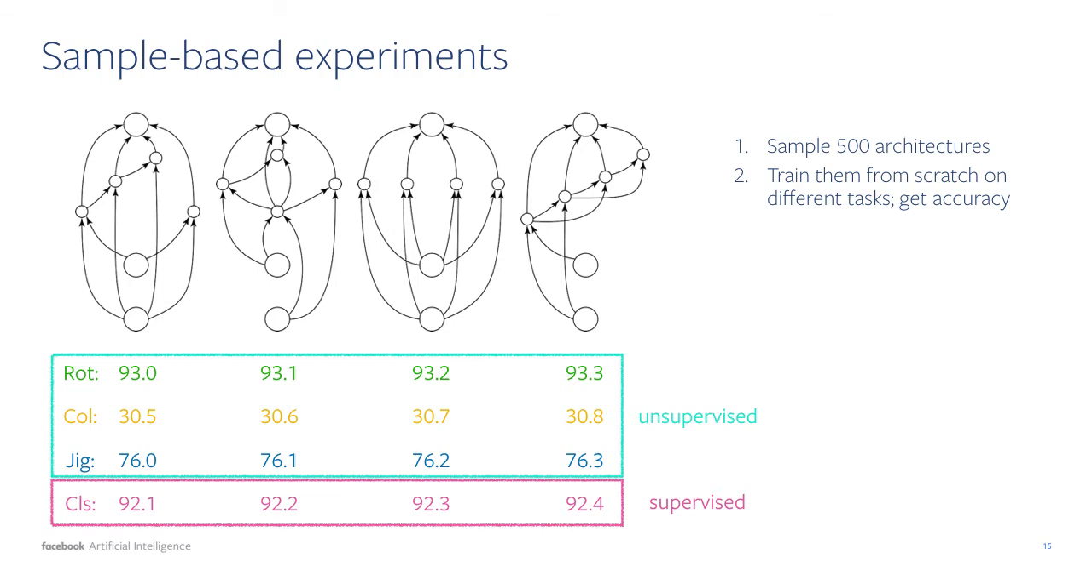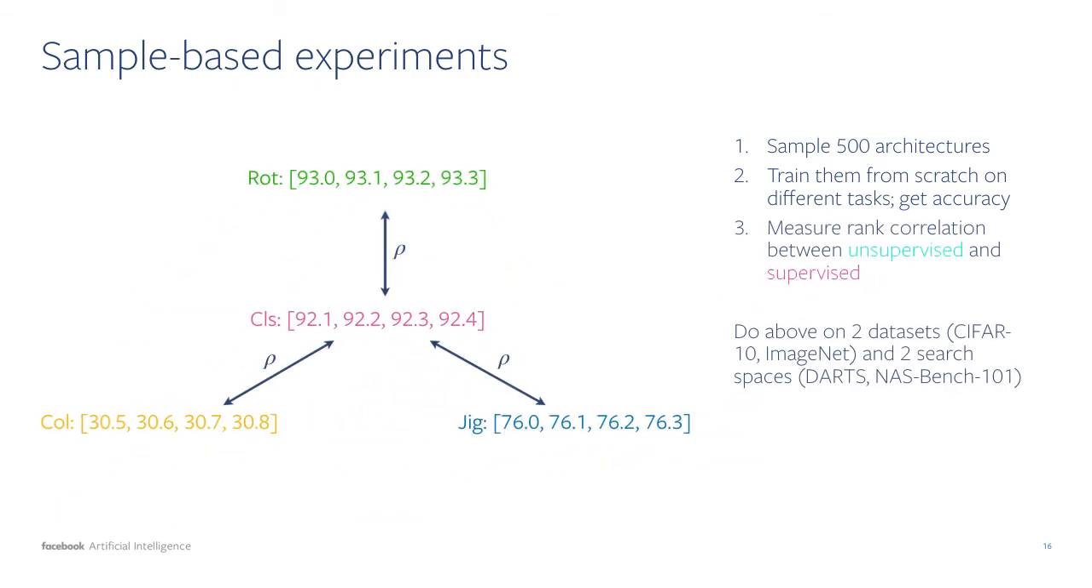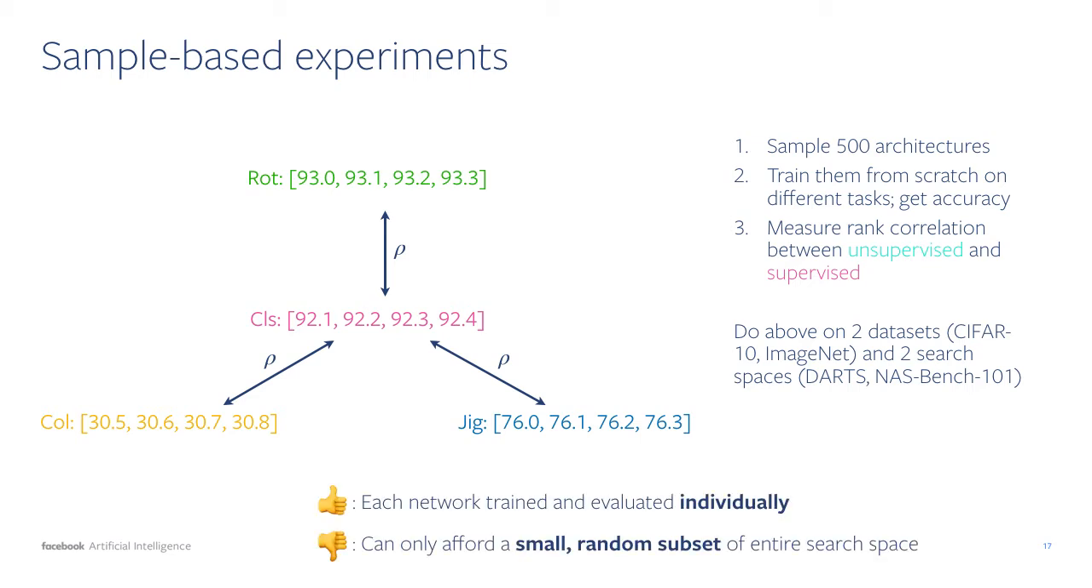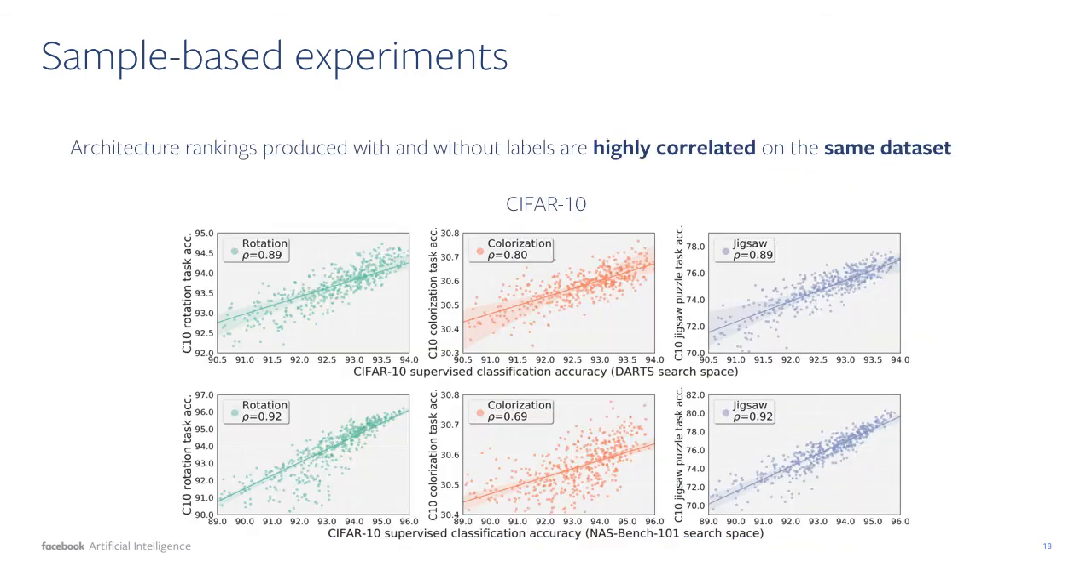Repurposing the same architecture for different tasks pretty much only involves minor changes to the last layer. Finally, we measure the Spearman's rank correlation between unsupervised and supervised. We conduct these steps on two different datasets and two different search spaces. The advantage of this setting is that each network is trained and evaluated individually, but the disadvantage is that because of the training cost, we could only consider a small random subset of the entire search space.